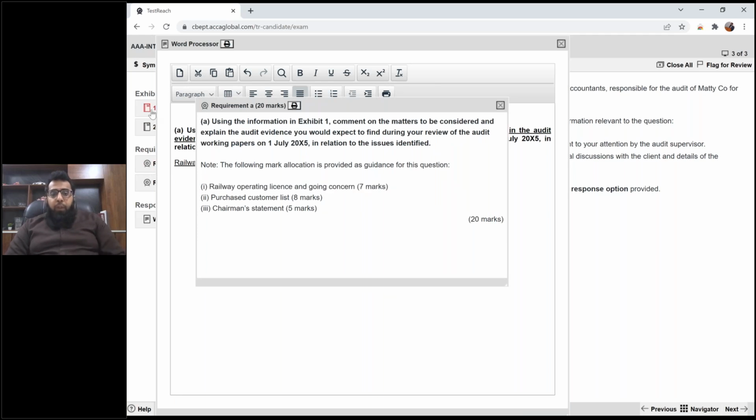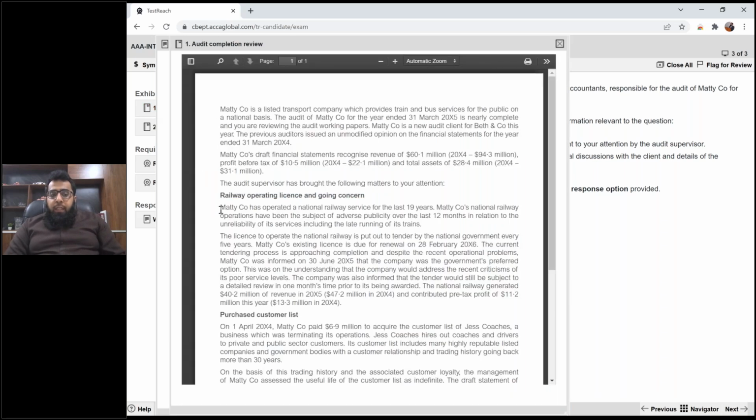Now, the situation is that the railway company contract is very important for us. Why is it important? The national railway contract generates 40.2 million of revenue. Our total revenue is 60.1 million. Can someone tell me the materiality? 40.2 million divided by 60.1 million is 66.8% of our revenue. This contract is 66.8% of our revenue.